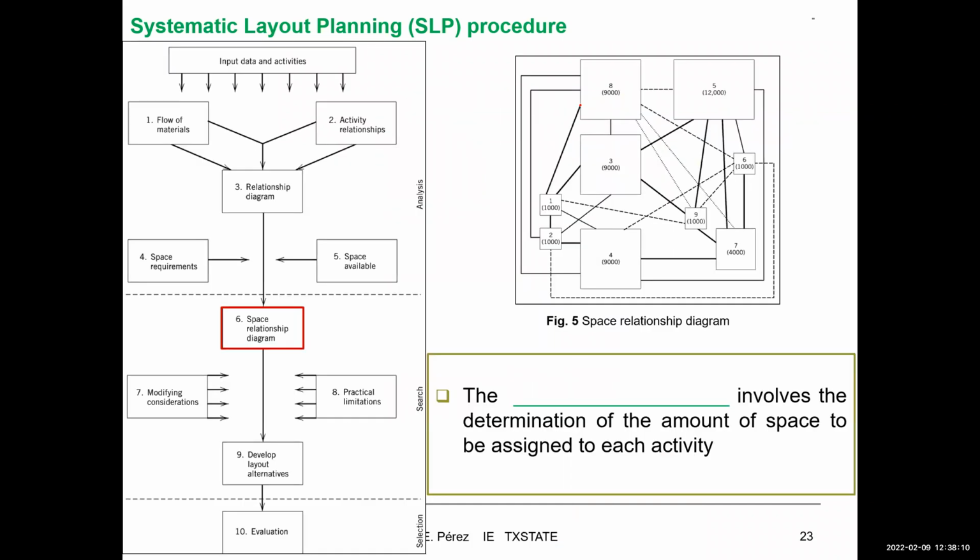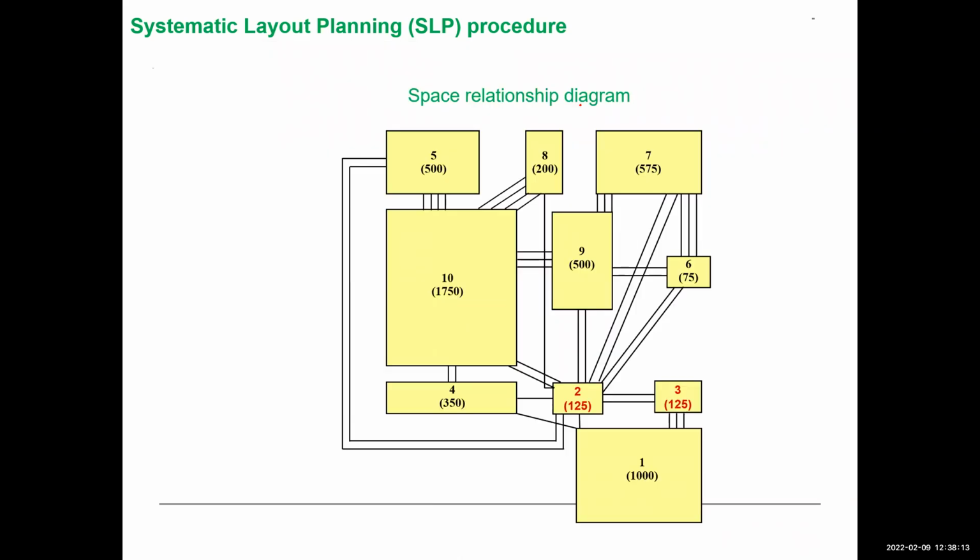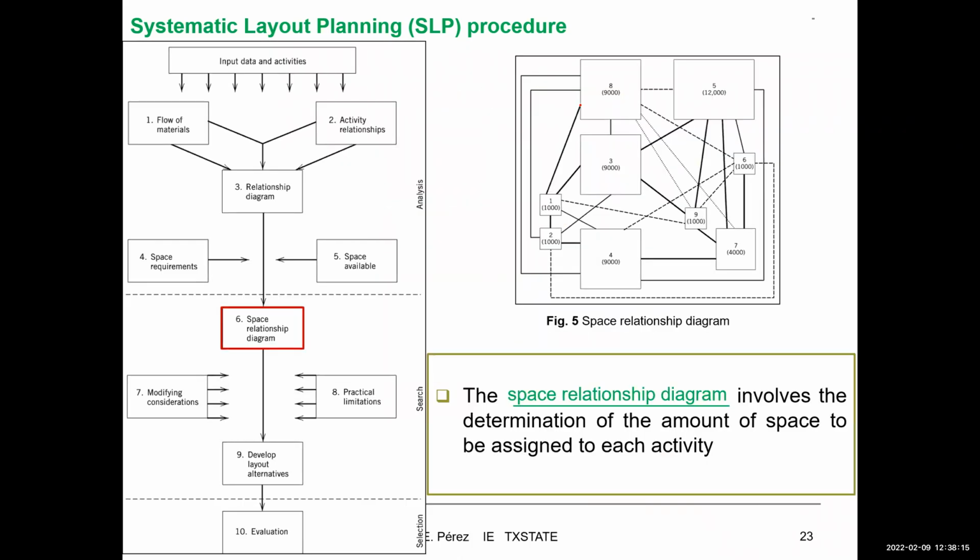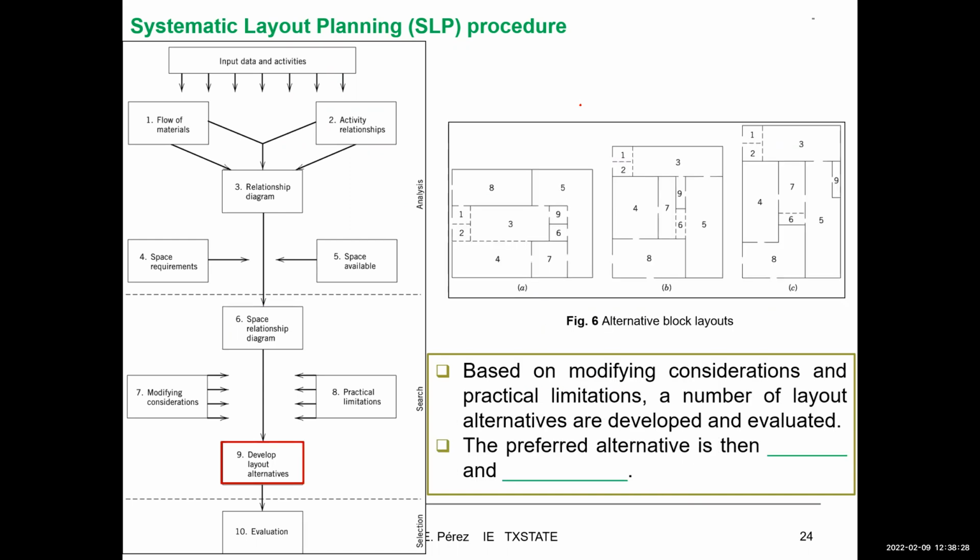So the space relationship diagram is here. It involves the determination of the amount of space to be assigned to each activity. So again, we are using the area to represent the space that each area is going to occupy. And then using this information, we can try to come up with different designs or alternative block layouts for the facilities. Based on modifying considerations and practical limitations, a number of layout alternatives are developed and evaluated. The preferred alternative is then identified and recommended.